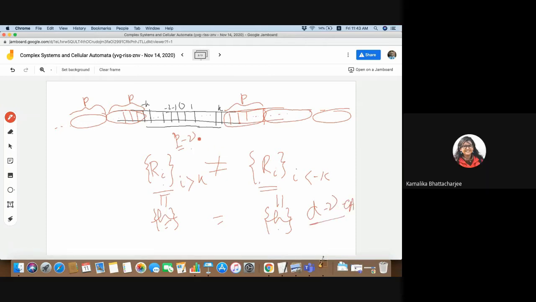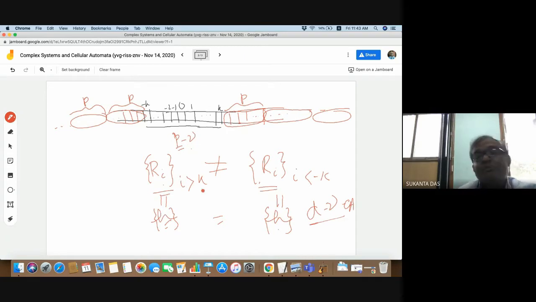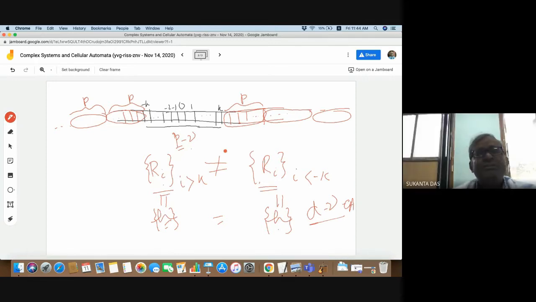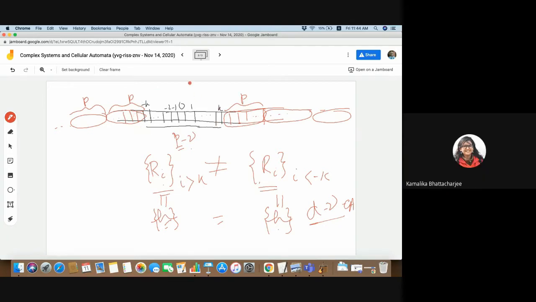So p-NUCA is a generalization of d-NUCA, or from d-NUCA we can get p-NUCA. Sir, for p-NUCA, that means we have a total of three sets of possible rules? Three sets, for the middle one, and for the minus K side, we have another set of rules.